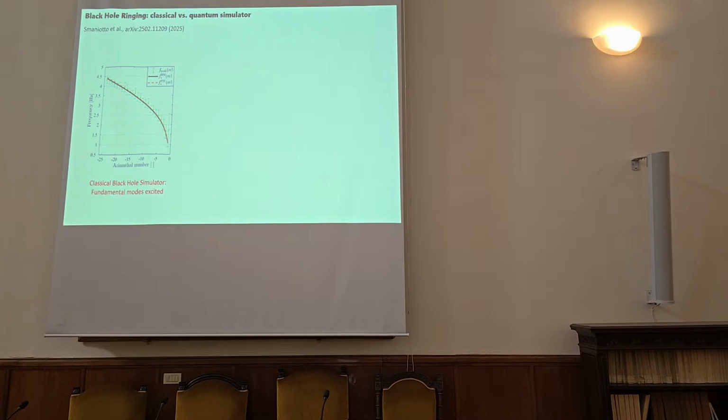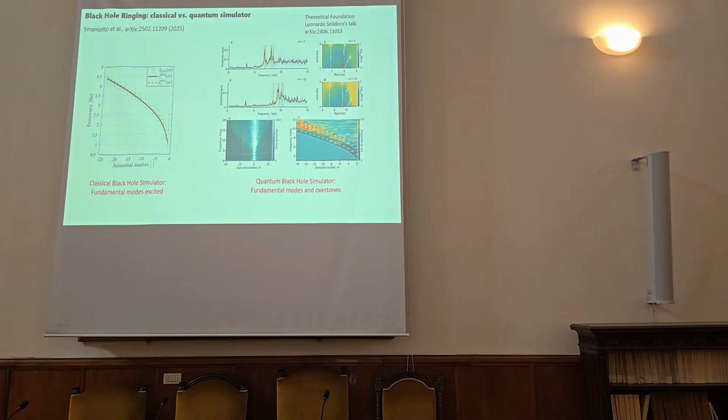So what happens if you redo this in a quantum system? Instead of just seeing the fundamental modes, you start to also probe the environment. And what you can see is precisely what Leonardo, I guess, talked about yesterday. Instead of only seeing the fundamental modes, you also see the overtones. And you see a plethora of overtones. This is the first detection here of overtone modes in the system.